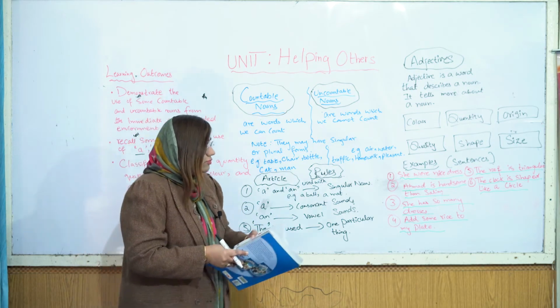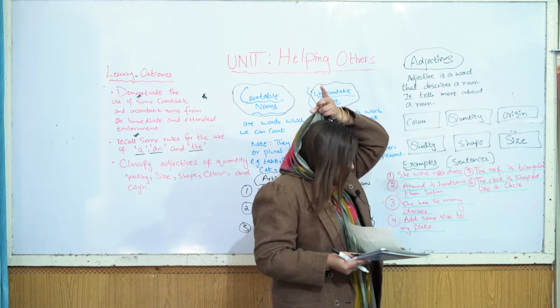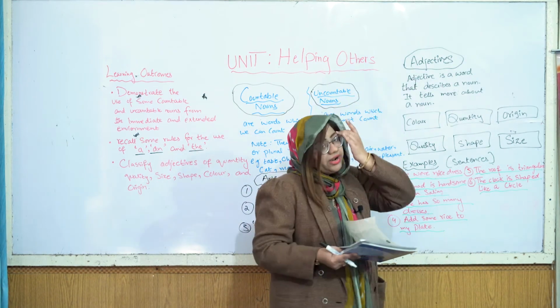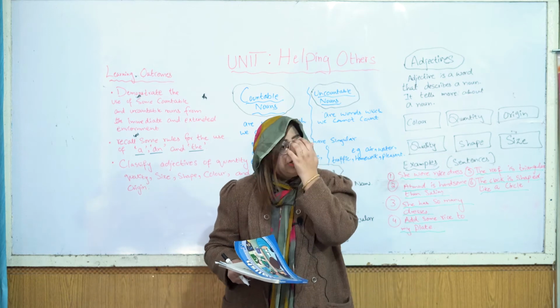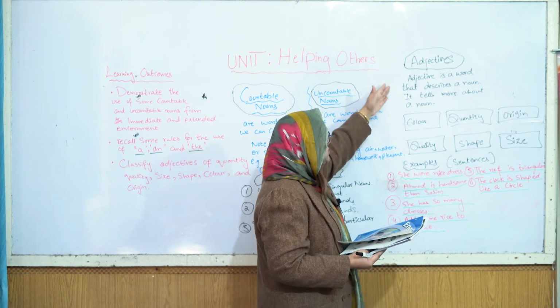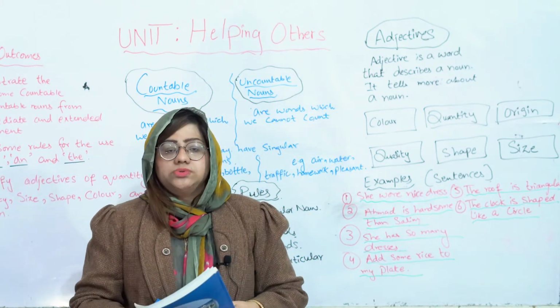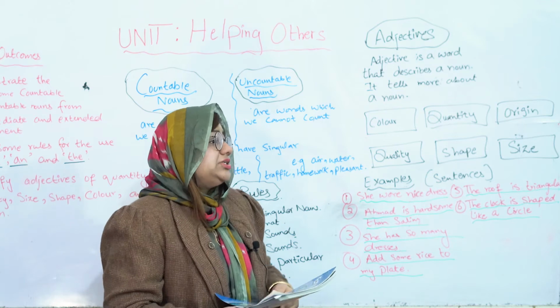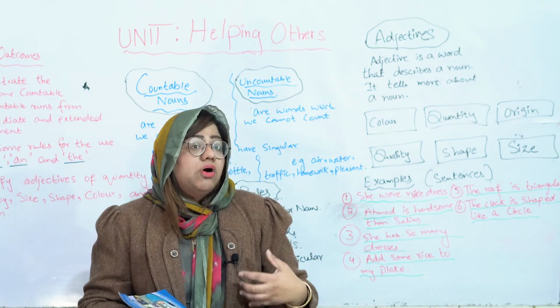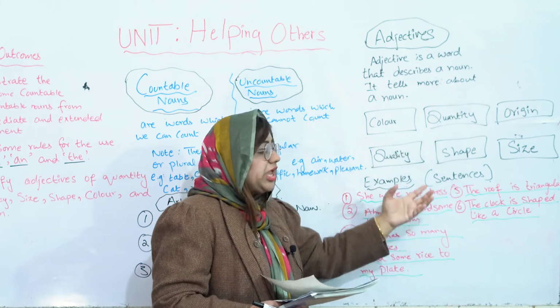So let's move on, students, with another important topic of today's lesson, that is adjectives. What are adjectives? Before proceeding, you must understand what adjectives are. An adjective is a word that describes a noun. It tells more about a noun. It explains the quality, color, quantity, origin, shape and size.